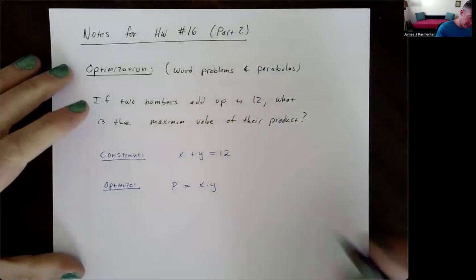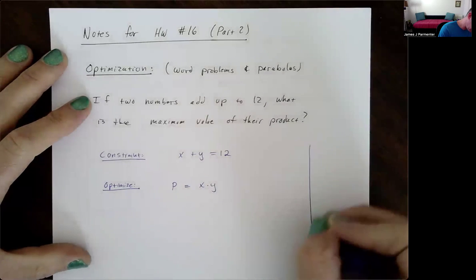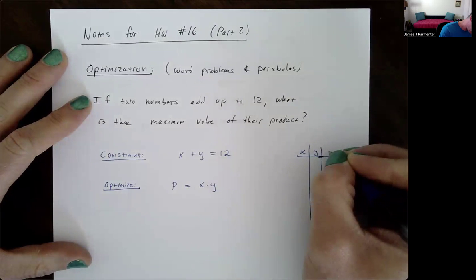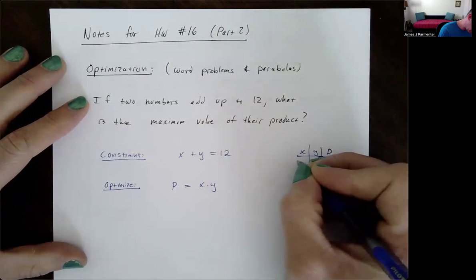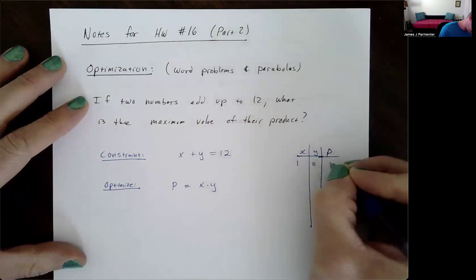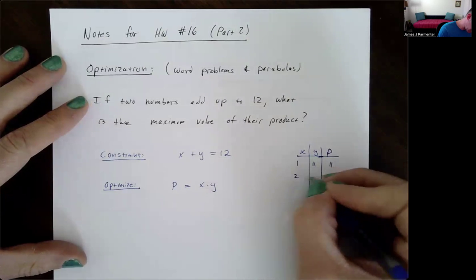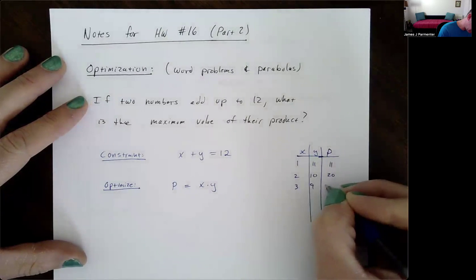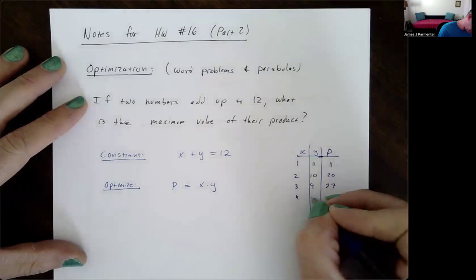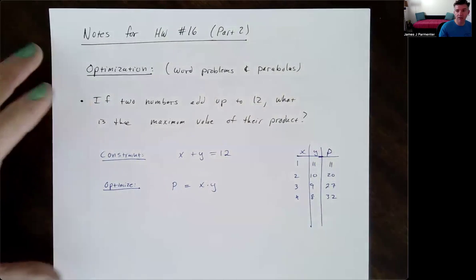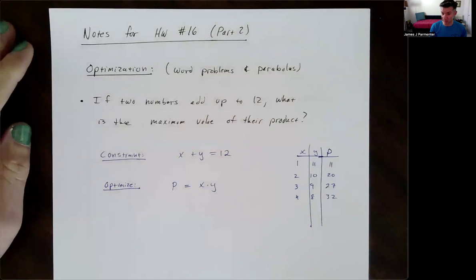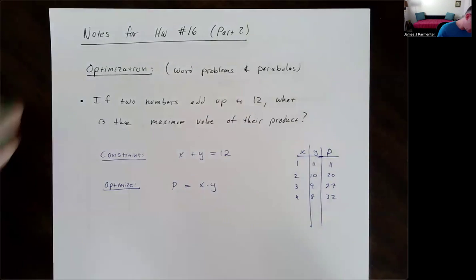So, for example, some values for x and y that might work: if x is 1 and y is 11, the product would be 1 times 11. If x was 2 and y was 10, the product would be 2 times 10, which is 20. If x was 3 and y was 9, 3 times 9 is 27. 4 and 8, 32, et cetera. If you really did this to exhaustion, you might be able to find the numbers just by doing it, although depending on the values, you might not actually get there. So it's always safer to do it the following way.